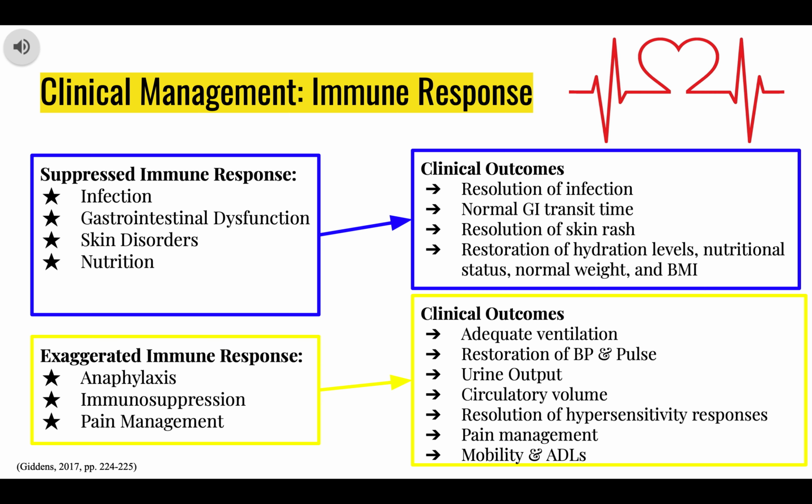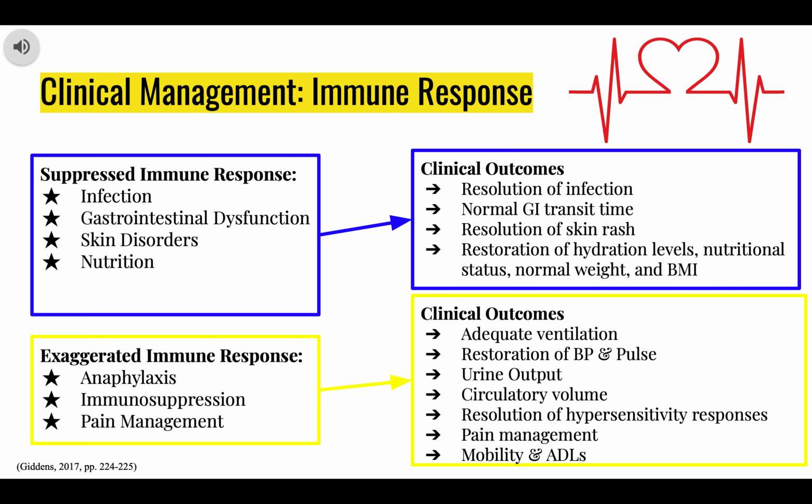For GI dysfunction, the pharmacologic treatment of diarrhea, candidiasis, and fluid electrolyte loss. For skin disorders, clinical management is the pharmacologic treatment for skin rashes. And nutrition, the clinical management side, is multiple vitamin and mineral supplements, dietary supplements such as Ensure or an equivalent to Ensure, and the evaluation of weight and body mass index, or BMI.